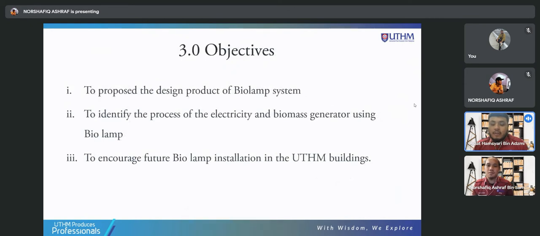For the objectives, firstly, to propose the design product of the biolamp system. Next, to identify the process of the electricity and biomass generator using the biolamp. And lastly, to encourage future biolamp installation in the UTHM buildings.